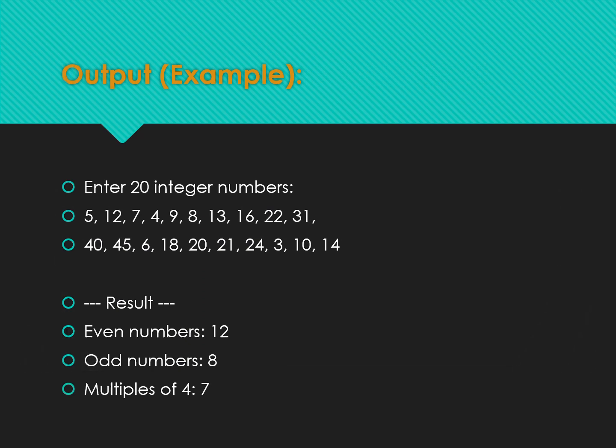This slide shows a sample run of the program. The user enters 20 integers, a mix of even and odd numbers, including some that are divisible by 4. After processing the input, the program displays the results: 12 even numbers, 8 odd numbers, and 7 numbers that are multiples of 4. This output confirms that our logic and conditions are working correctly.